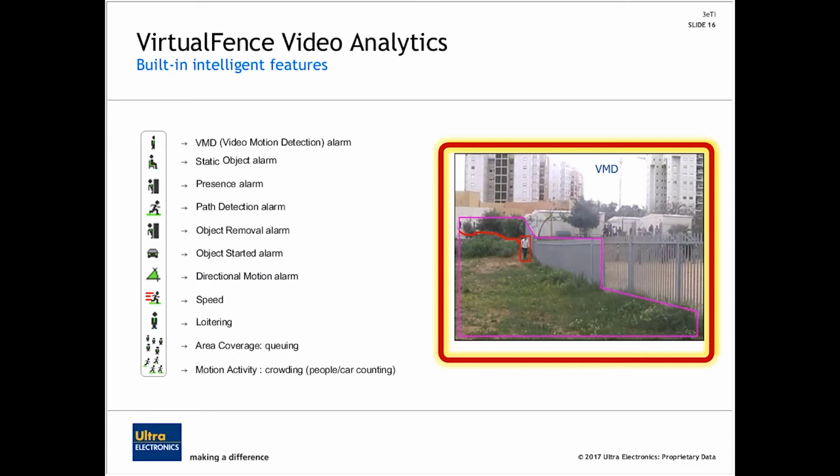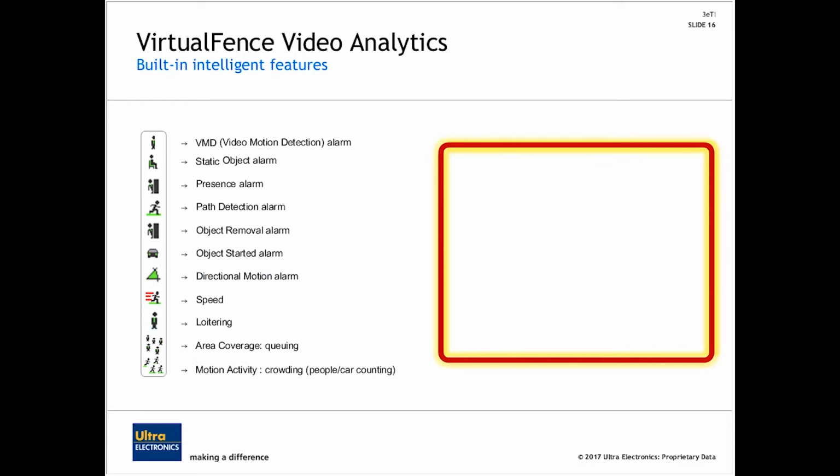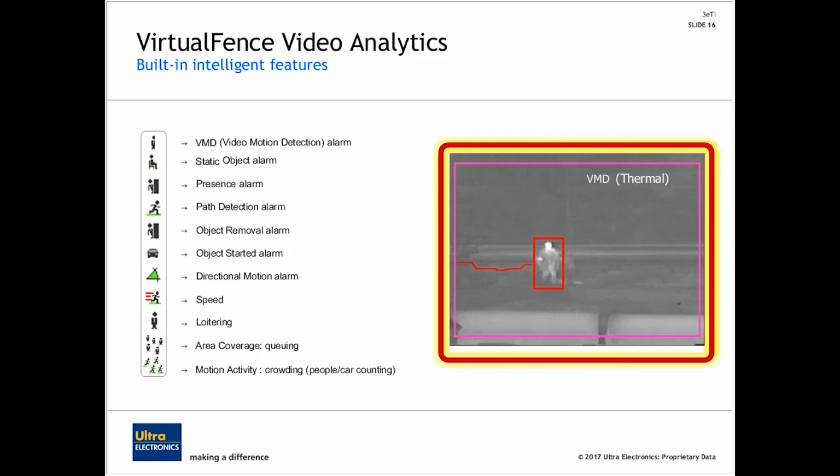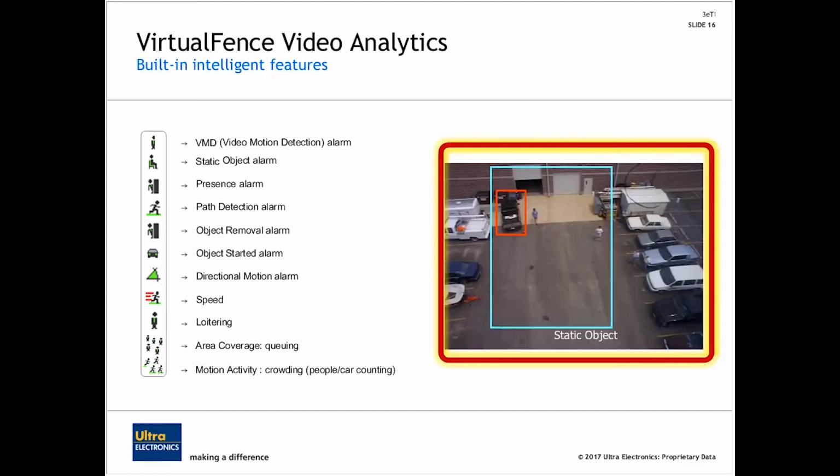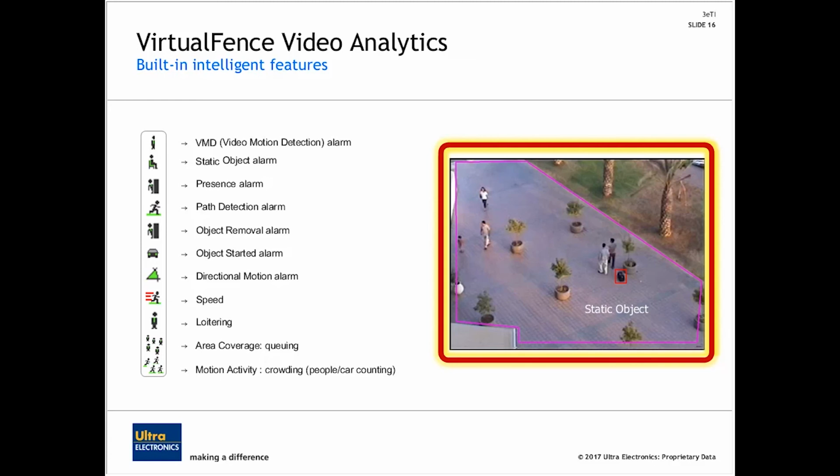So there's of course motion detection. There's a static object, so if someone has posted themselves in an area in the dark that you feel is critical, there's an alarm for that. Presence alarm: an object, a human, even a small animal, depending on your scenario. Again, another static object that might be of concern from a physical standpoint.